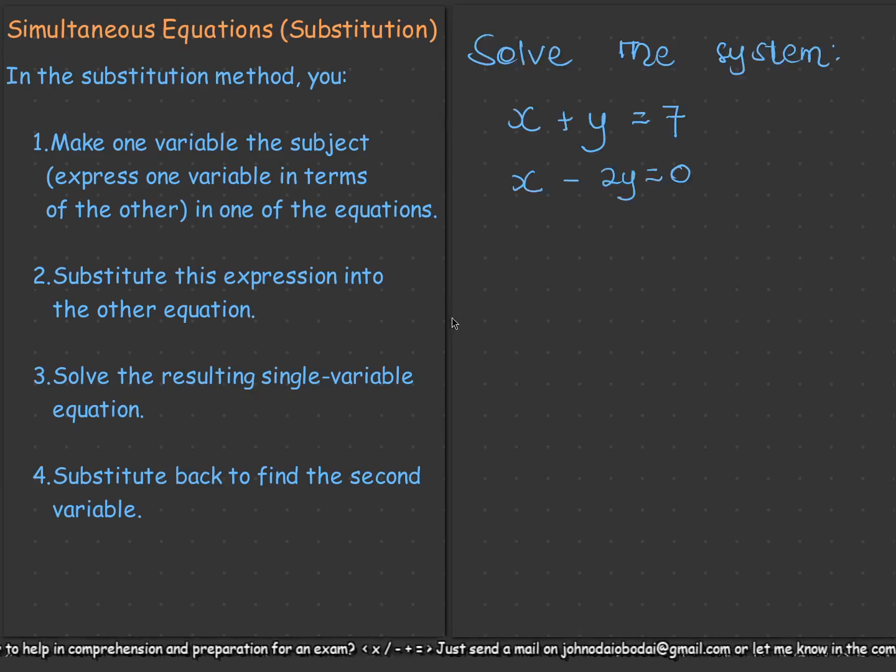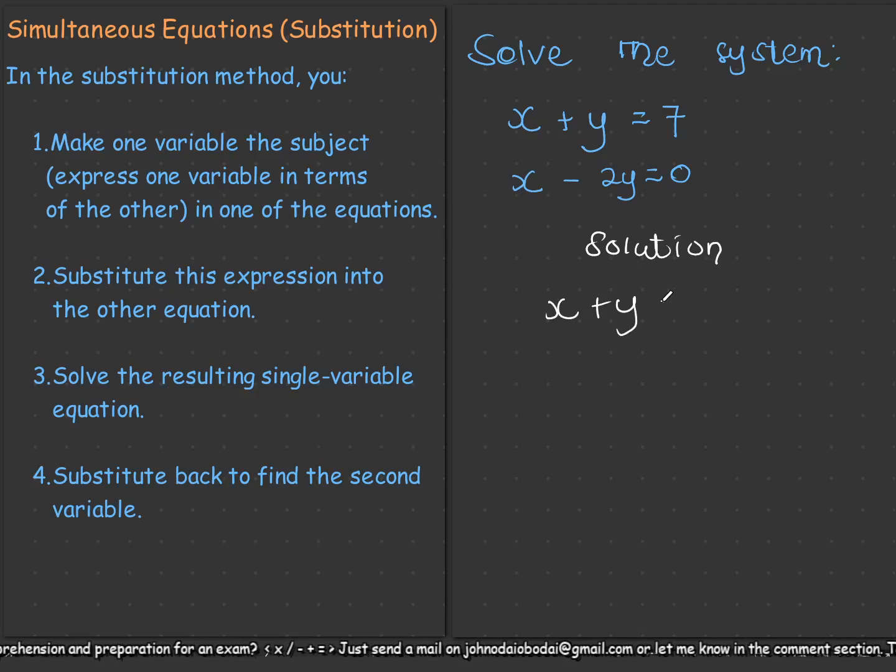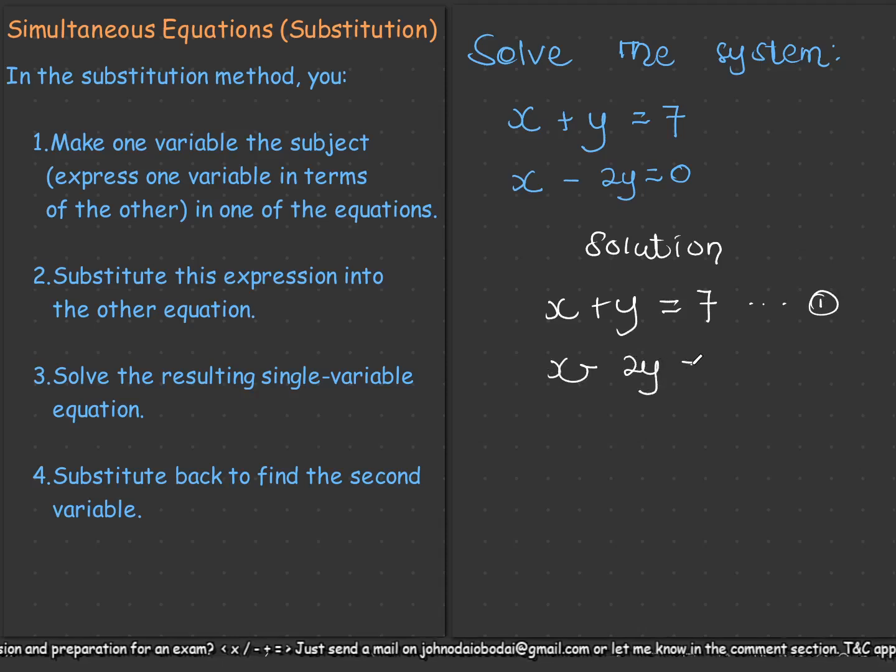Starting with this first question, it says solve the system. So you mean system of equations, right? Solve the system x plus y equals 7, then x minus 2y equals 0. Now we are going to follow these steps here so you understand the procedure. We have x plus y equals 7 as our first equation, so I'll just name it equation 1. And then x minus 2y equals 0, so I'll name that equation 2.